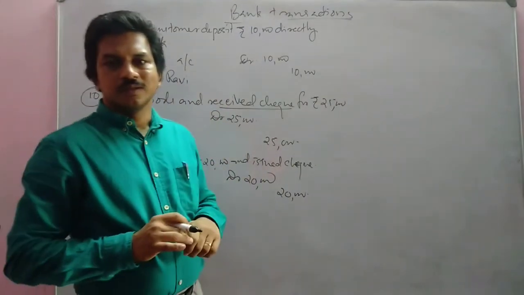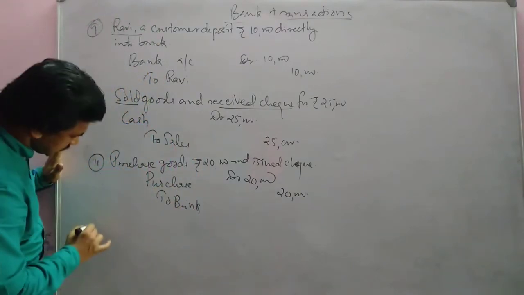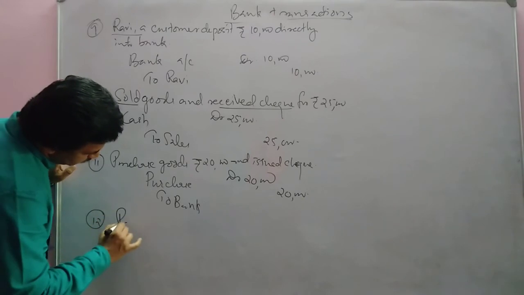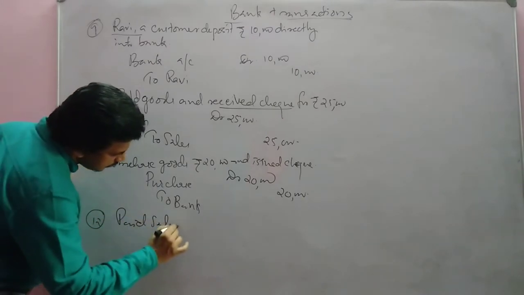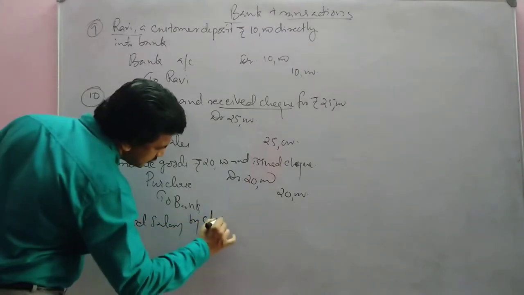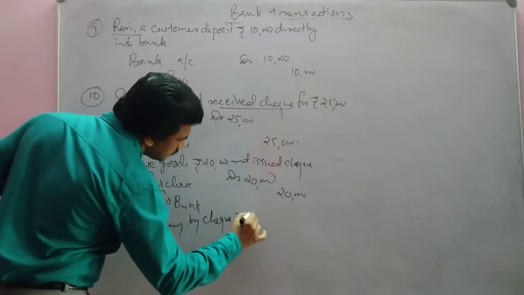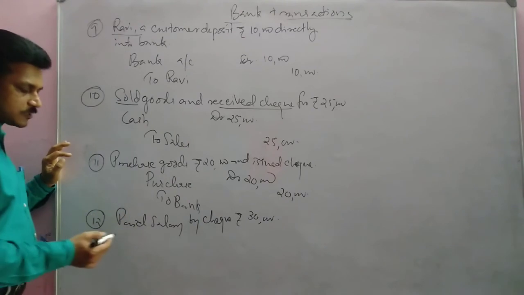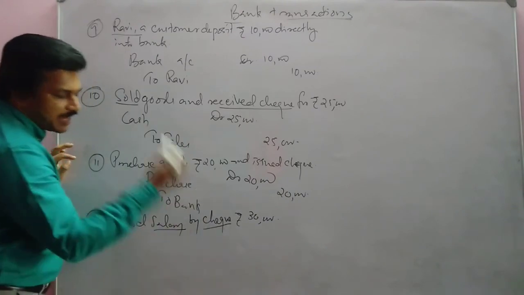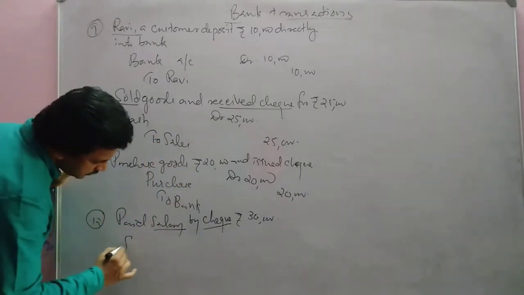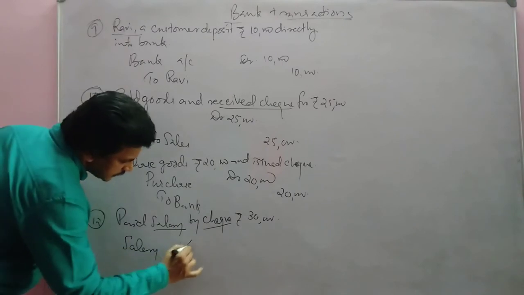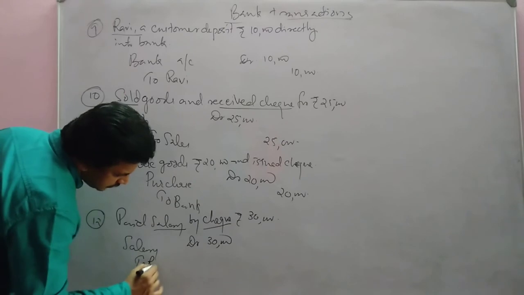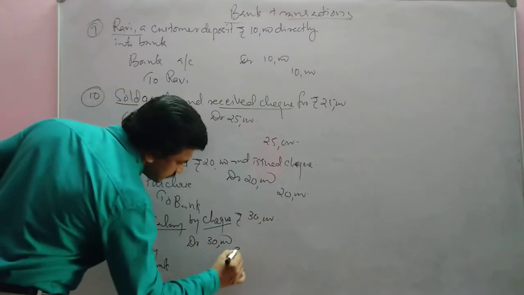Okay. Is it clear? Then next: paid salary by check, rupees 30,000. What can be the journal entry? The aspects are salary and bank. Salary is an expense. Salary debtor 30,000 to bank 30,000.